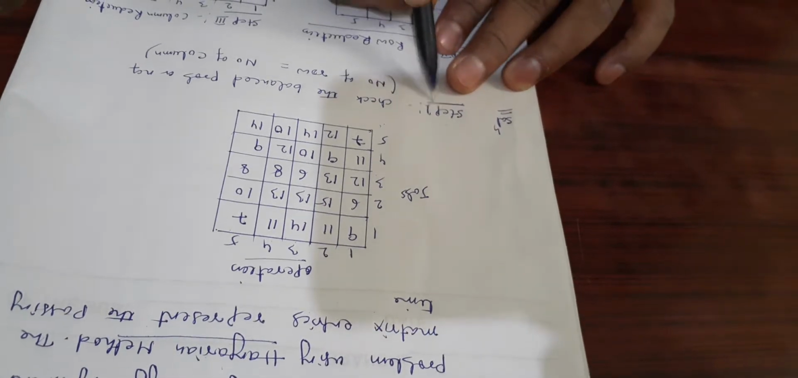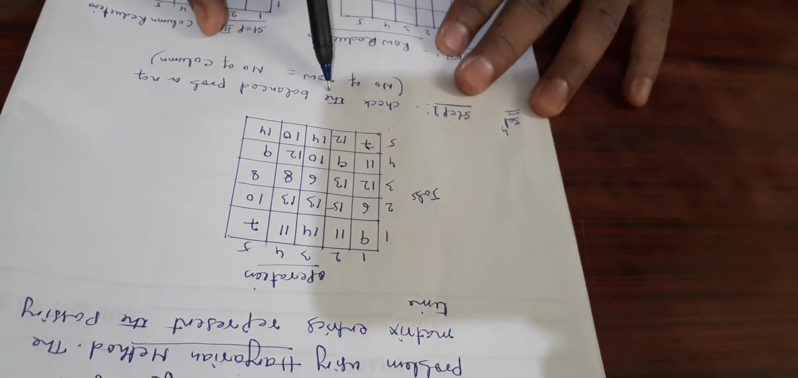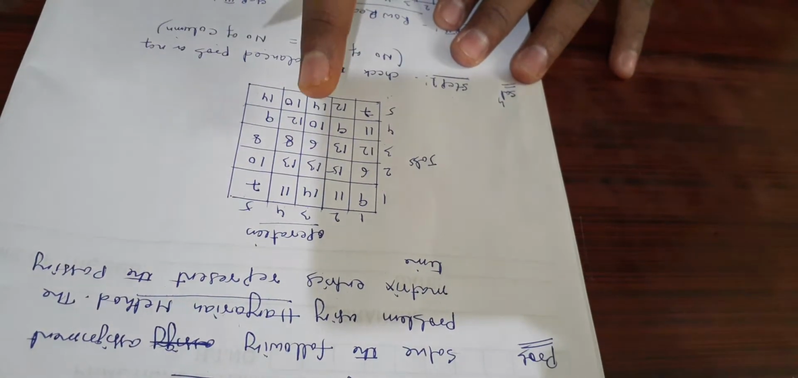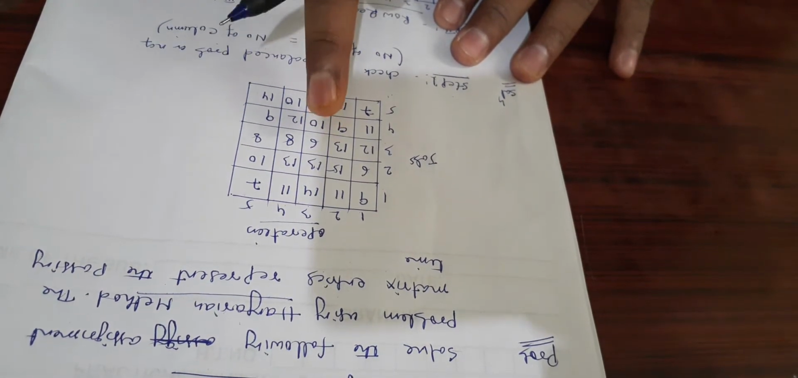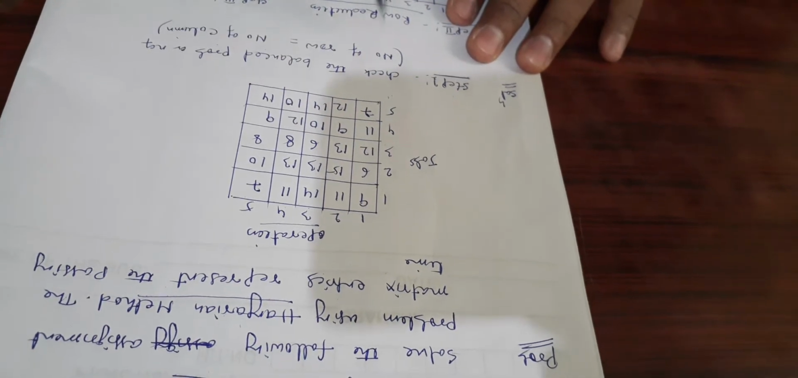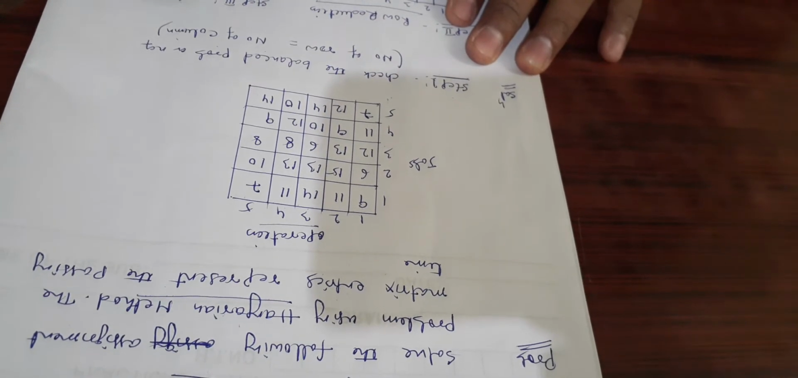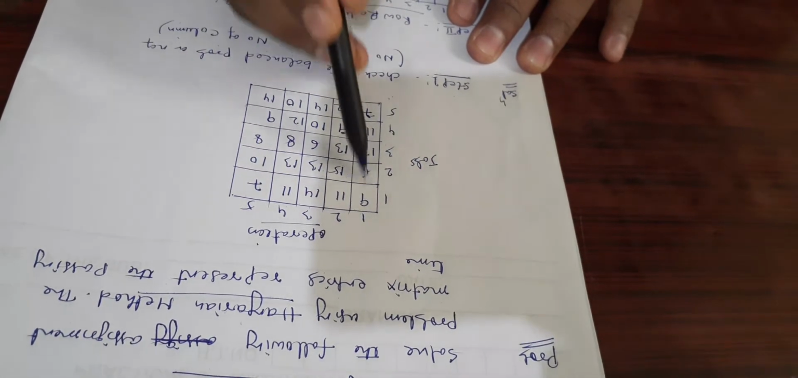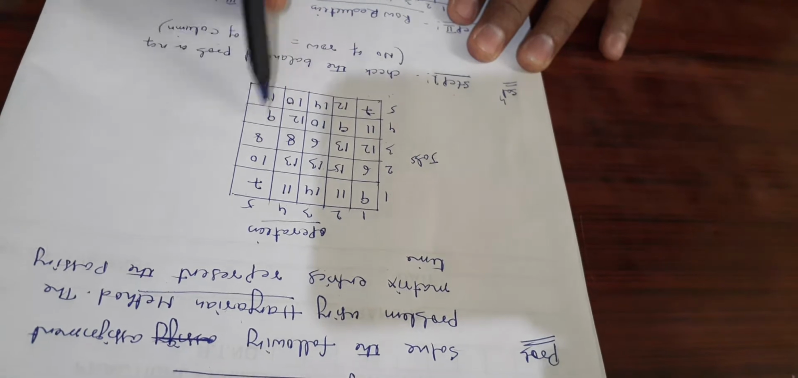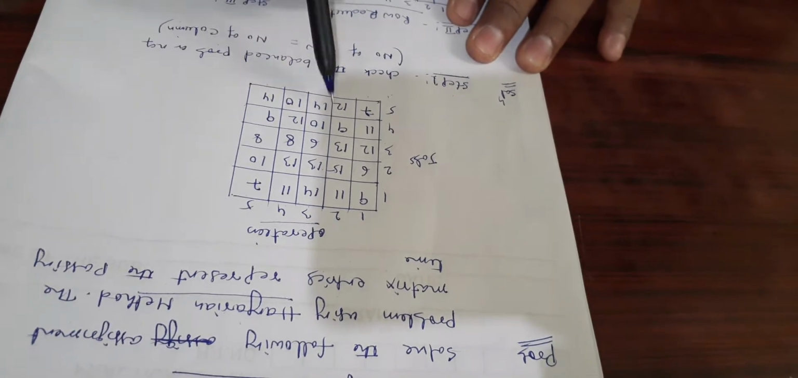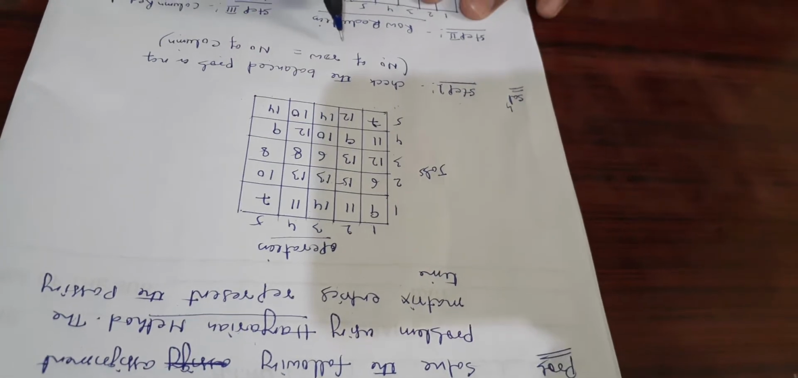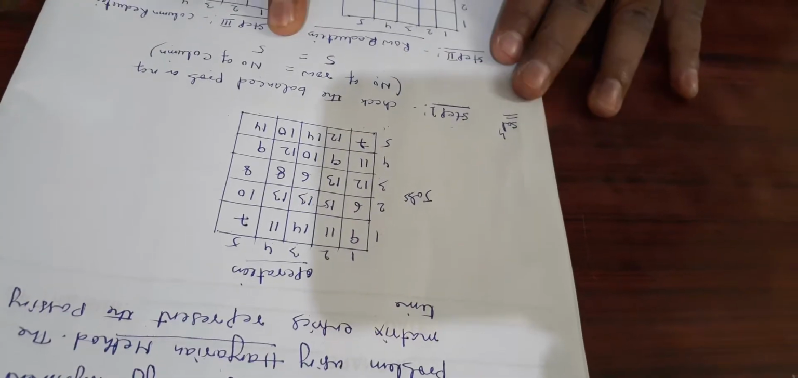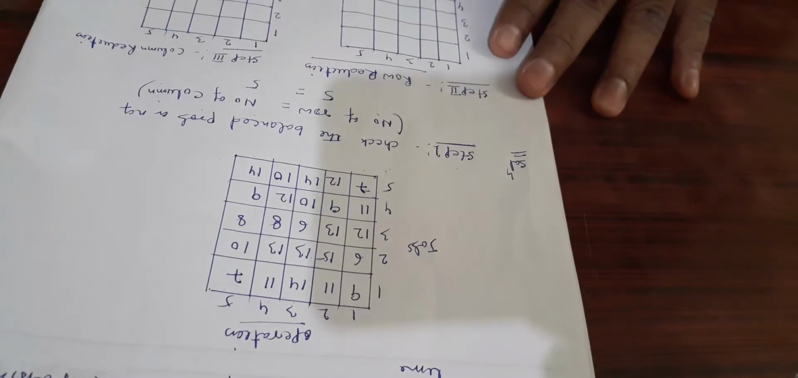In step 1, first of all, check whether the problem is balanced or not. We have to check that the given problem is balanced or not. Here the number of rows is equal to the number of columns. This is row 1, row 2, row 3, row 4, row 5, and column 1, column 2, column 3, column 4, column 5. So the number of rows is 5 and the number of columns is also 5. It means that the given problem is a balanced problem.